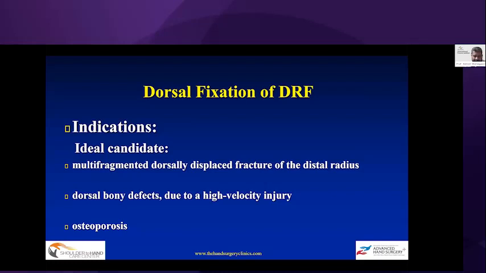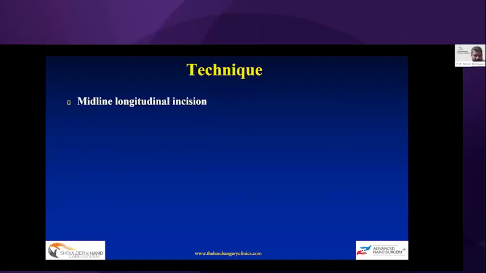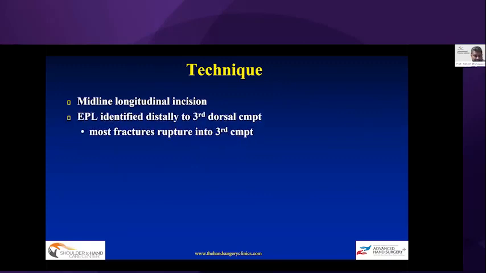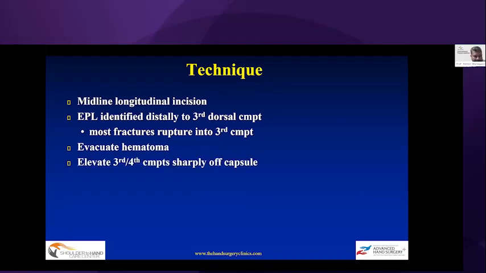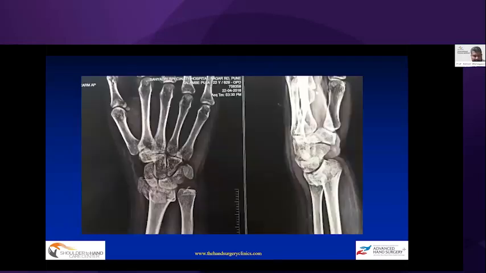Very quickly, dorsal fixation of distal radius fractures is something that a lot of young orthopedic surgeons shy away from, thinking that these are fraught with complications. However, in a properly selected patient with proper indications, these are very rewarding techniques, and we use a middle longitudinal incision. We go through the third extensor compartment subsheath where we identify and evacuate the hematoma. We elevate the third and the fourth extensor compartments sharply off the capsule, incise the capsule if required, and then reduce and fix. And often bone grafting may be required.